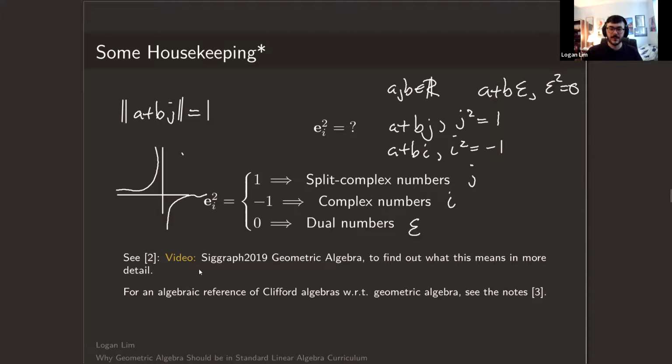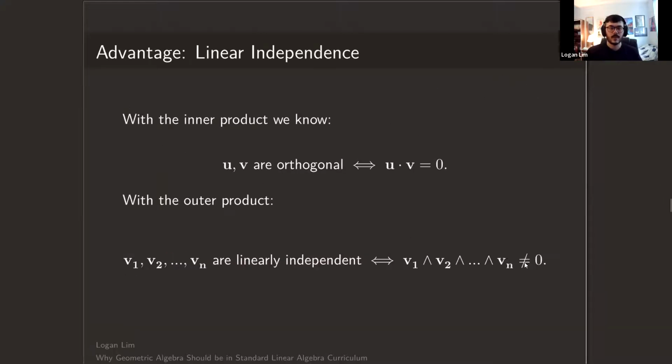And there's this video, SIGGRAPH 2019, that I highly recommend, especially if you're a more computer science-minded person. And if you want an algebraic reference, though, there are some notes at the end that you may be interested in. So here's one advantage of this formalism, linear independence.